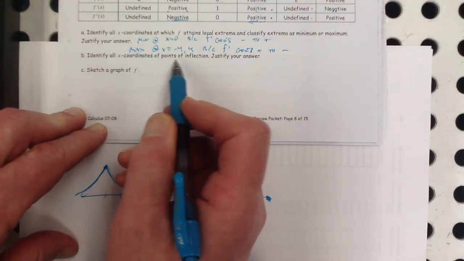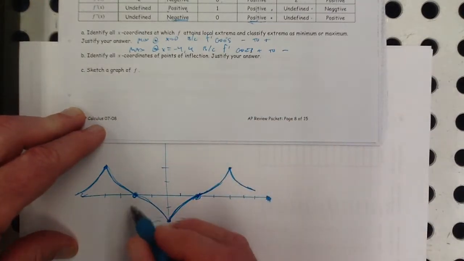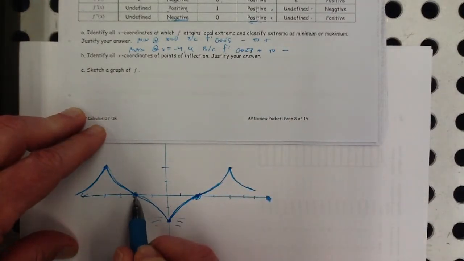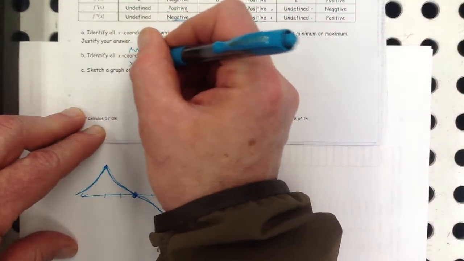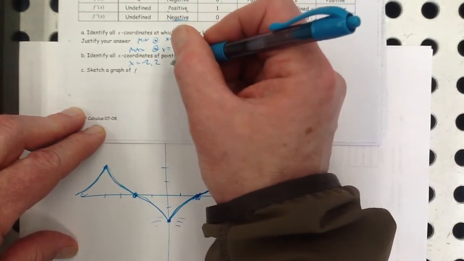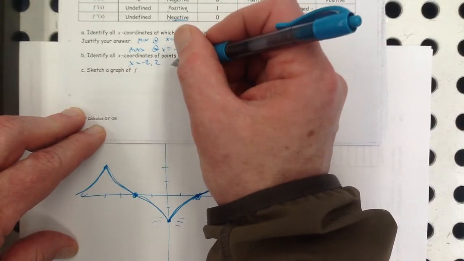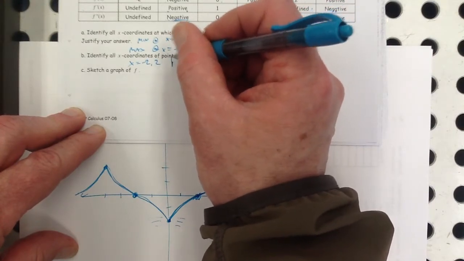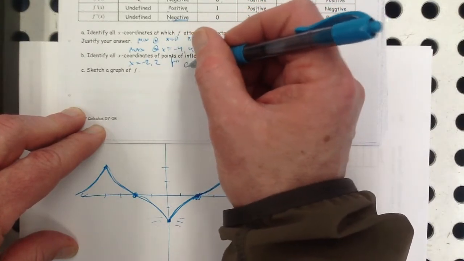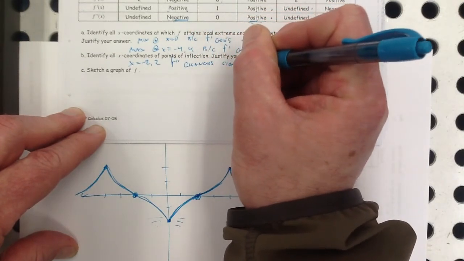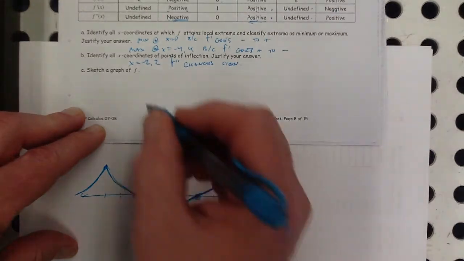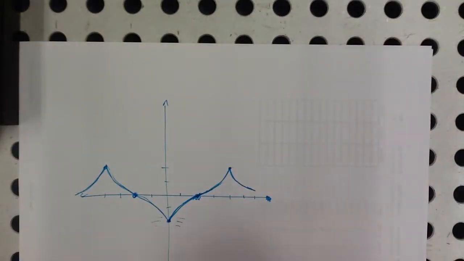Identify all x coordinates of the points of inflection. That happens here and here, because the second derivative changes sign. And then there's my graph that I sketched. I did C first. Alright, that was fun.